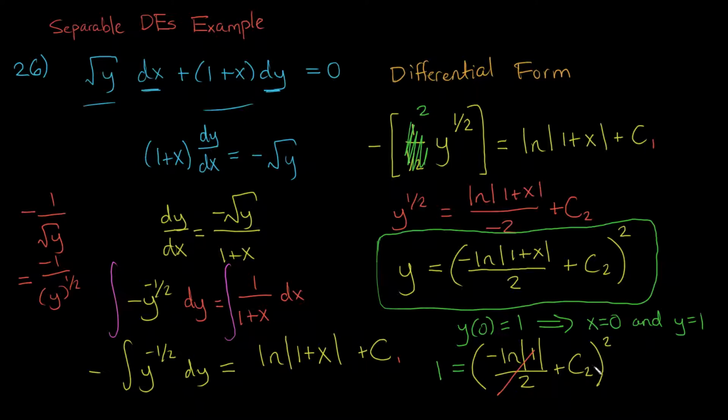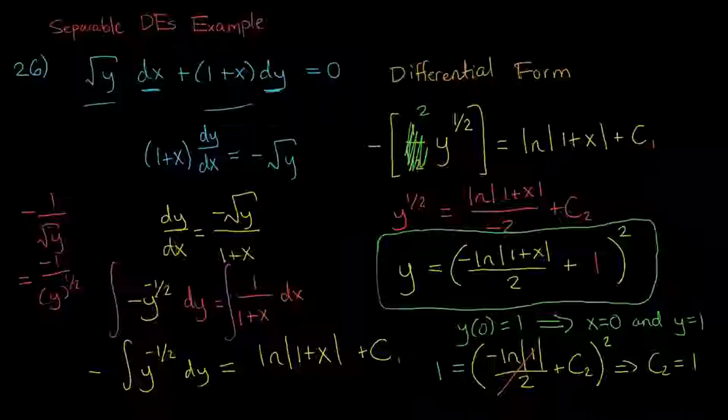So what we're getting is that c2 squared equals 1, and if we take the square root, we'll then get our conclusion that c2 equals 1. So we can go back into our equation here and substitute for our final answer, that this is going to be y equals negative natural log of the absolute value of 1 plus x divided by 2 plus 1 squared. Well, that is how to solve a separable differential equation initial value problem. And unlike me, you'll probably want to actually remember to do the initial value problem as you're doing the problem. Alright, I'll see you in the next video.